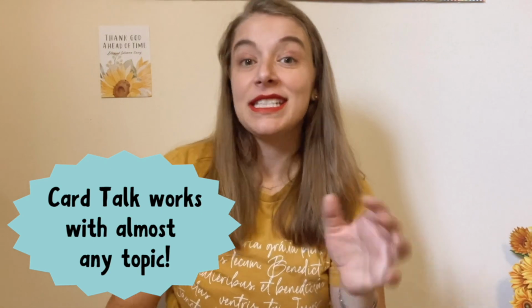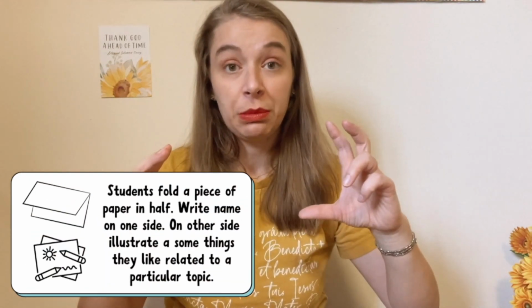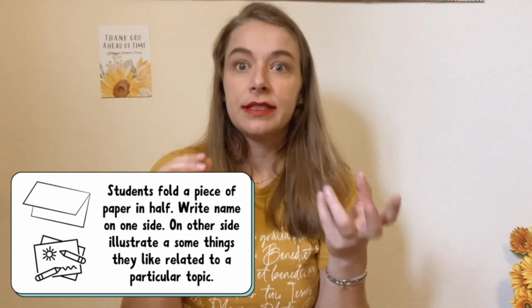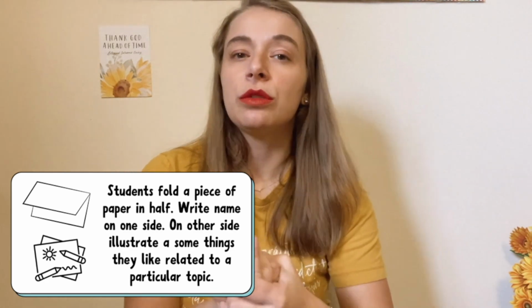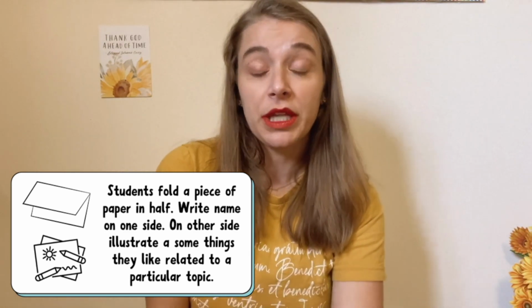But the way that it works is each of your students is going to have a sheet of paper. You're going to fold it in half. I recommend that you have them write their names really largely on the front side of the sheet of paper. And on the other side of the sheet of paper, you're going to have them illustrate something. And this is kind of up to you and what you feel comfortable with and any guidelines that you've received from your demo lesson instructions.